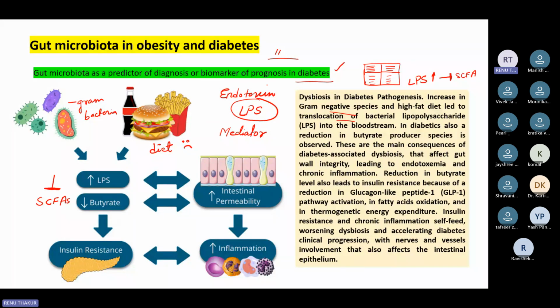So these are the responsible agents for increasing the inflammatory mediators in our blood. So the main consequences of diabetes associated dysbiosis affect gut wall integrity, leading to endotoxemia and chronic inflammation. Whenever our body faces chronic inflammation, all your energy will be drained.